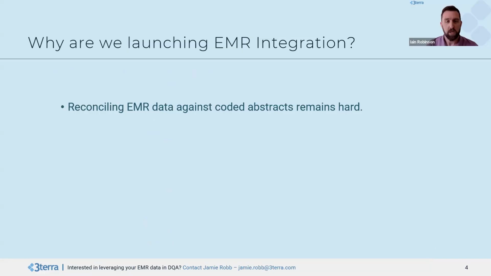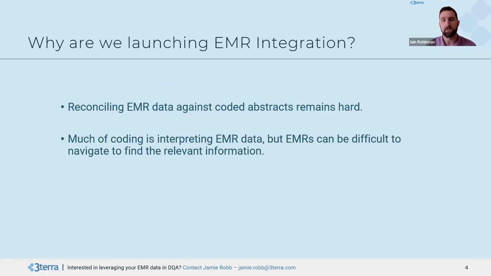Reconciling EMR data, as Jamie mentioned, against coded abstracts remains hard. Advanced hospitals are uploading hundreds of files into DQA a year. It's cumbersome and difficult, and so we're trying to improve that for you. So much of coding is translating what's in the EMR, but items can be difficult to find. DQA really presents a unique opportunity to take that data that's ingested, focus coders on the items that make a difference, and eliminate noise as much as possible.